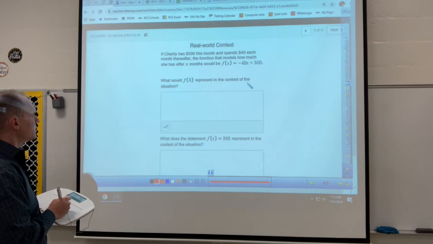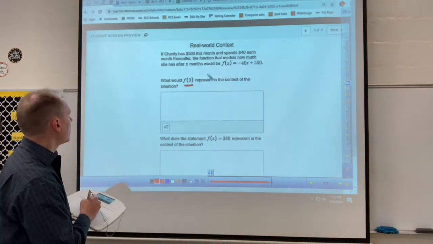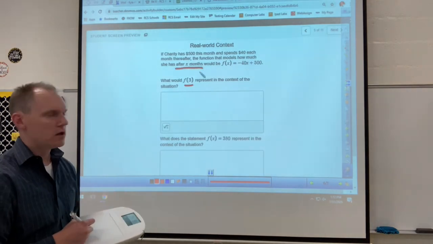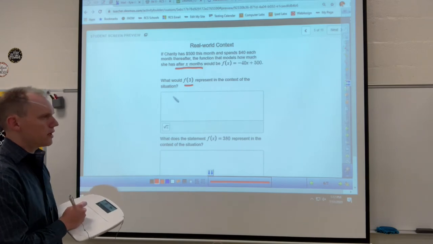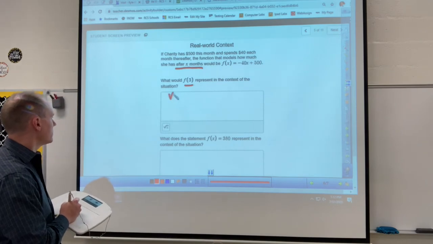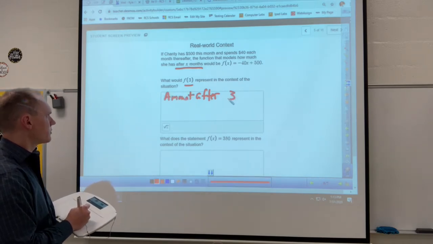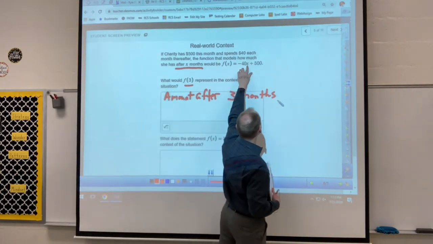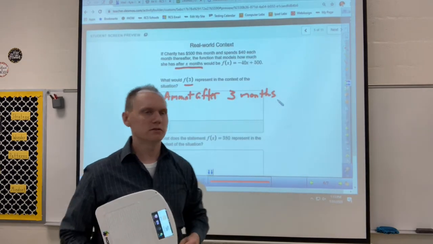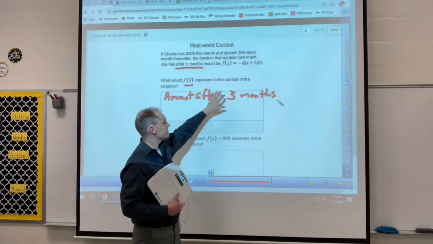All right, what would f of 3 represent in the context of this situation? So f of 3 would mean we would put in 3 for the x, right? Well, what is x? x is the number of months that have passed. So f of 3 would represent the amount she has after three months. That's what that represents. Okay? And we could actually find that if we wanted to by putting in 3 here. 3 times negative 40 is negative 120 plus 500 is 380. So the answer would be 380, but what does it represent? It represents the amount after 3 months.